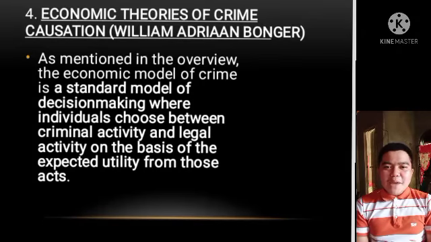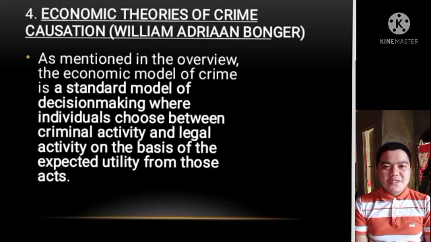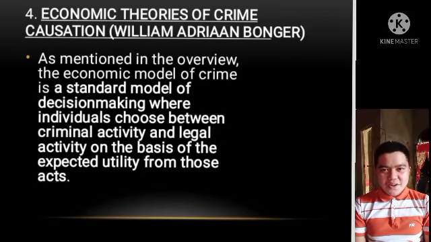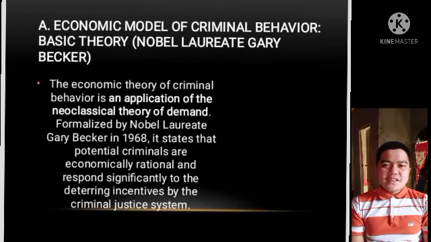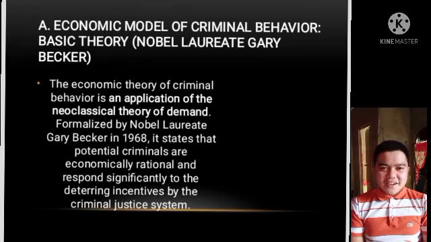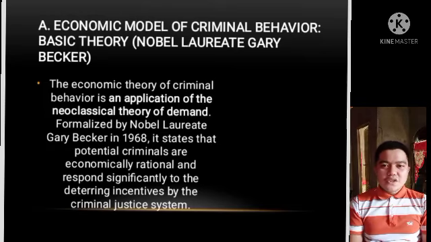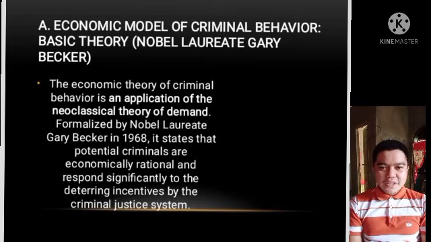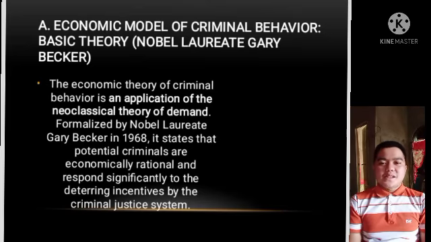Economic theories of crime causation by William Adrian Bonger. As mentioned in the overview, the economic model of crime is a standard model of decision making where individuals choose between criminal activities and legal activities on the basis of the expected utility from those acts. Economic model of criminal behavior, basic theory, Nobel laureate Gary Becker. The economic theory of criminal behavior is an application of the neoclassical theory of demand, formalized by the Nobel laureate Gary Becker in 1968.